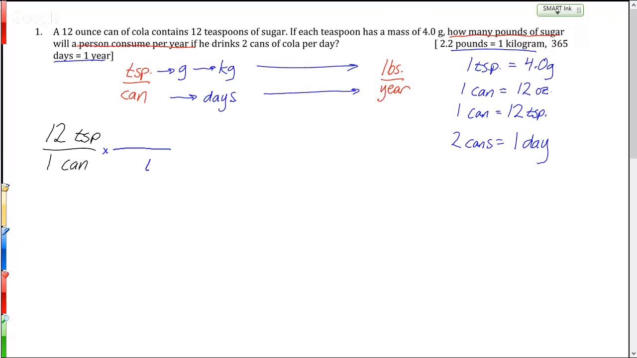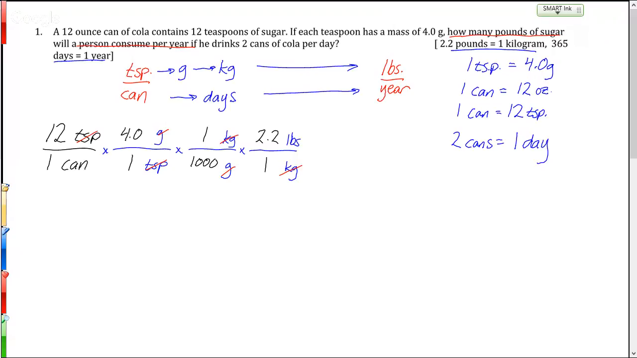So that's going to look like this. Teaspoons to grams, grams to kilograms, and kilograms to pounds. See how that works? Cancel teaspoons, cancel grams, cancel kilograms, and we're left with pounds. Now we just have to fill in those numbers. So our equalities tell us 4 grams per teaspoon. We know from our metric system 1,000 grams in a kilogram. And from the question, we're told 2.2 pounds in 1 kilogram.